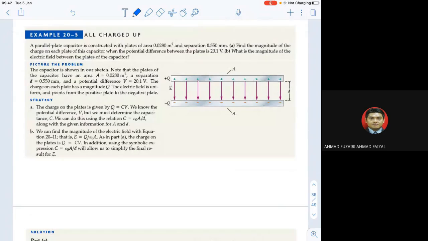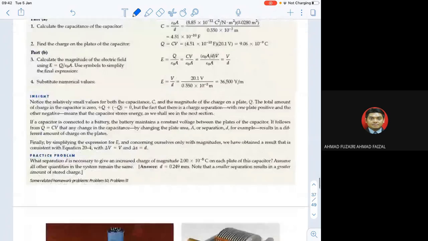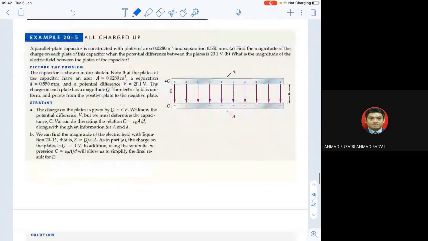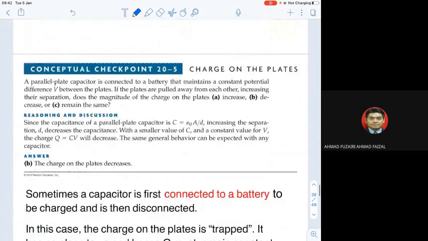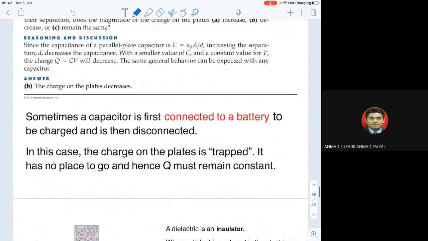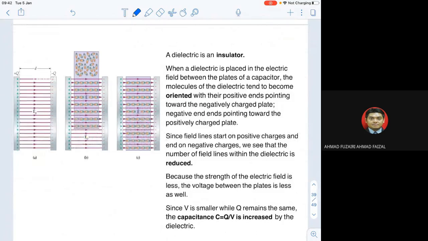There are some other equations, but I don't want to go into those. I want to go here. How can we increase, or maximize, the capacitance of the capacitor? In between the plates, normally we have a vacuum, but here we introduce a dielectric.